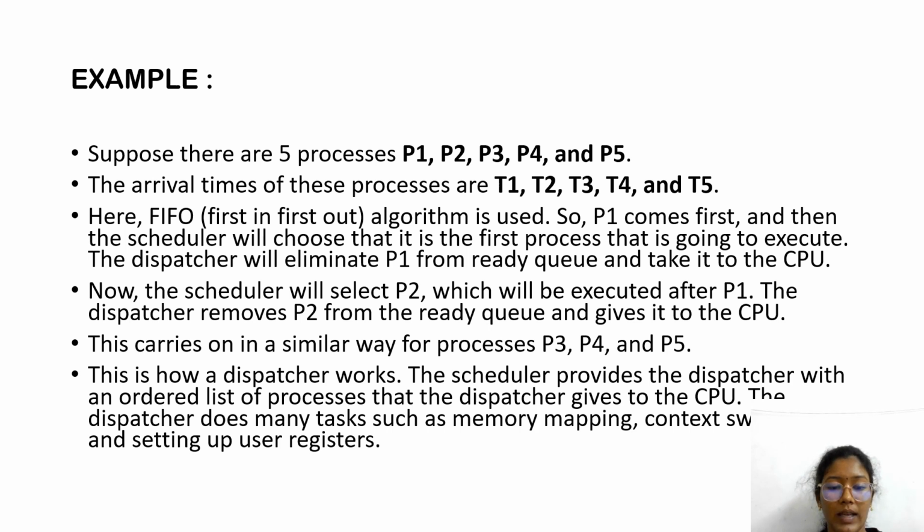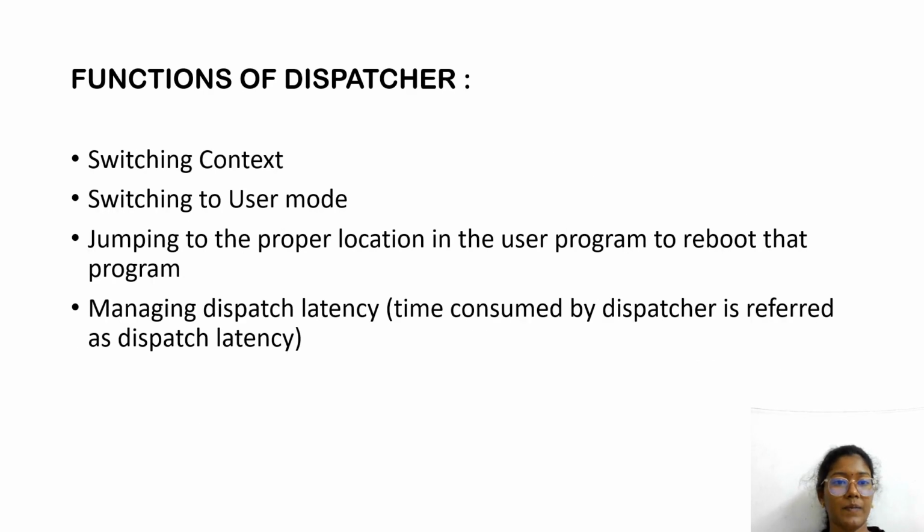The dispatcher does many tasks such as memory mapping, context switching and setting up user registers. These are some functionalities of the dispatcher: switching context, switching to user mode, jumping to the proper location in the user program to restart that program, and managing dispatch latency. The time consumed by the dispatcher is referred to as dispatch latency.